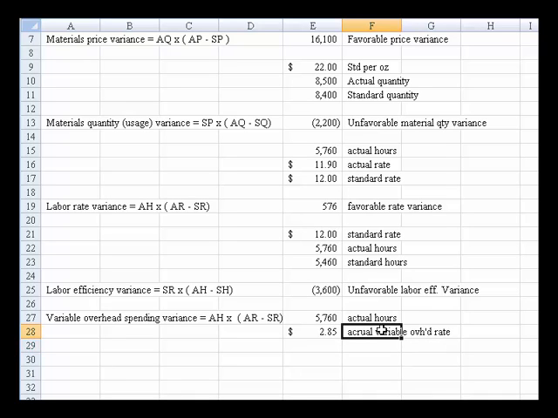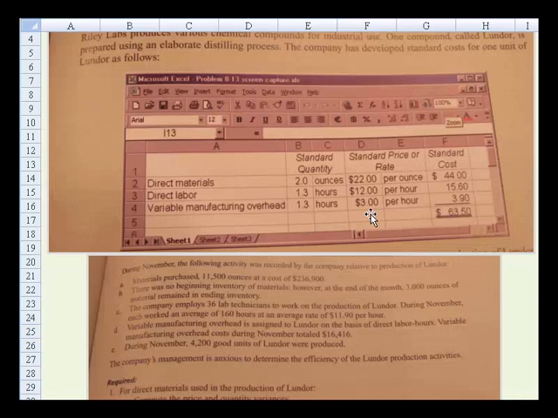And so what that comes out to be is 2.85, and that represents our actual variable overhead rate. Okay, that needs to say actual. And the standard variable overhead rate was given as $3. So I'll format that here, and that $3 came from just right above my mouse right there, $3 per hour.